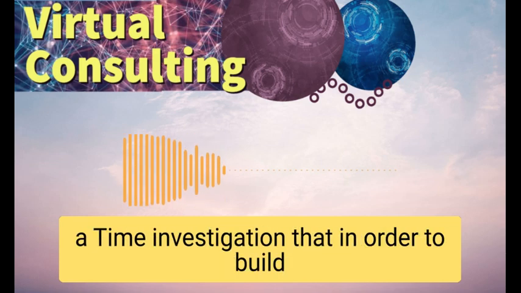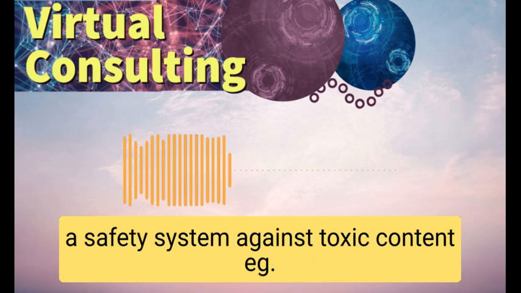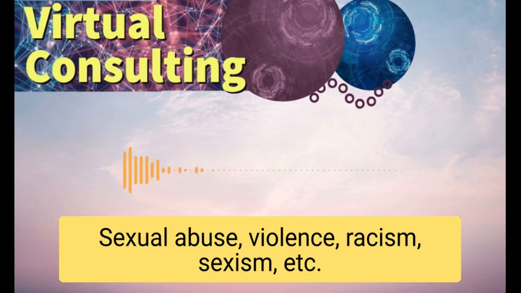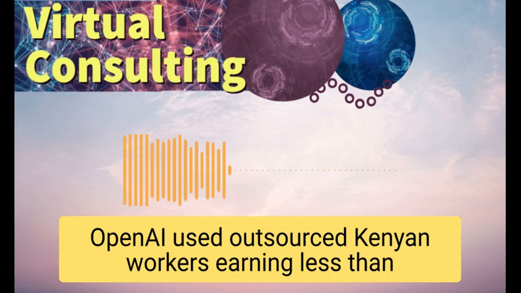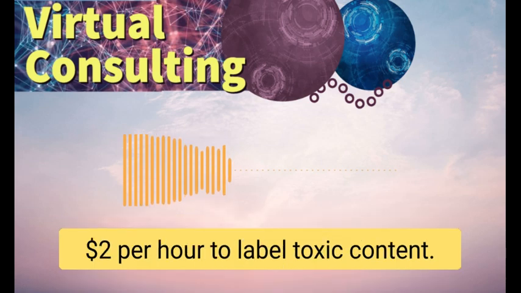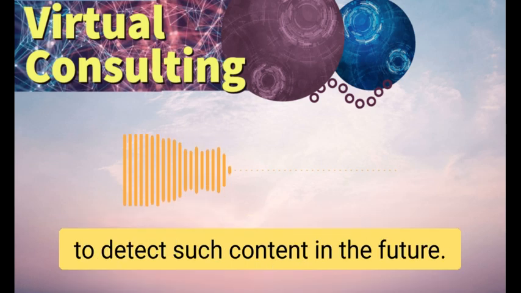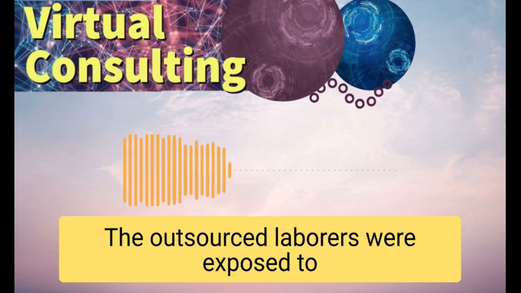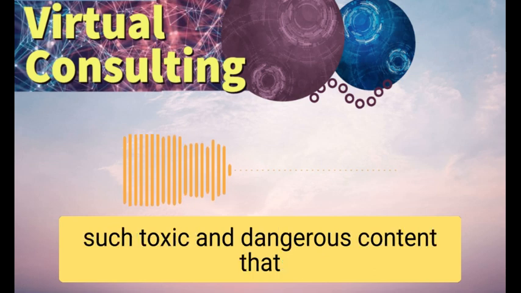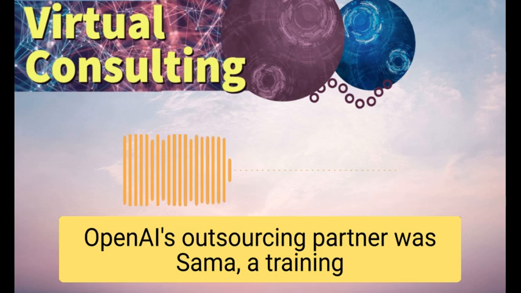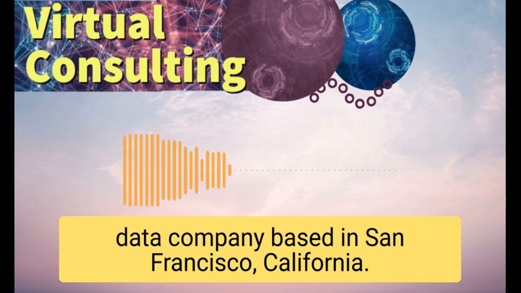It was revealed by a Time investigation that in order to build a safety system against toxic content, e.g. sexual abuse, violence, racism, sexism, etc., OpenAI used outsourced Kenyan workers earning less than $2 per hour to label toxic content. These labels were used to train a model to detect such content in the future. The outsourced laborers were exposed to such toxic and dangerous content that they described the experience as torture. OpenAI's outsourcing partner was Sama, a training data company based in San Francisco, California.